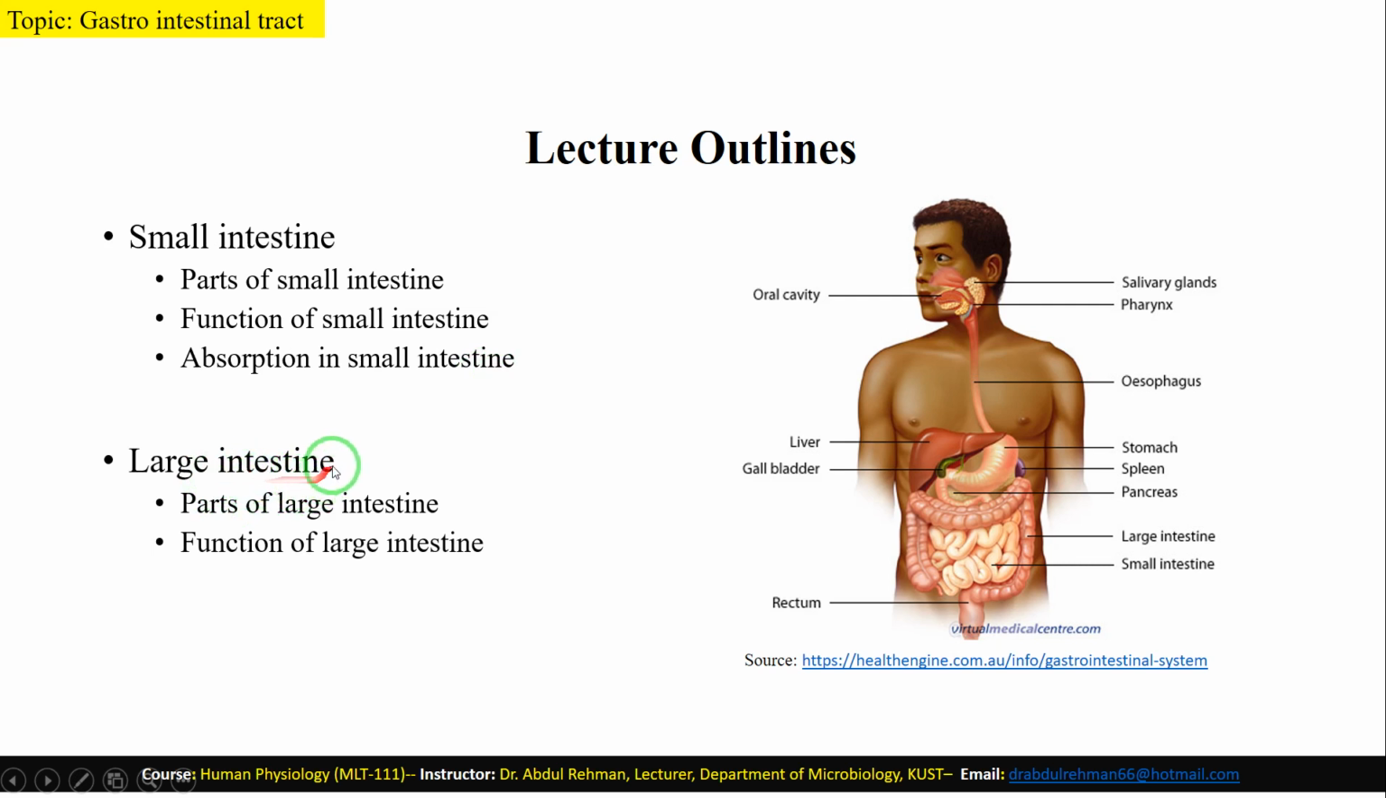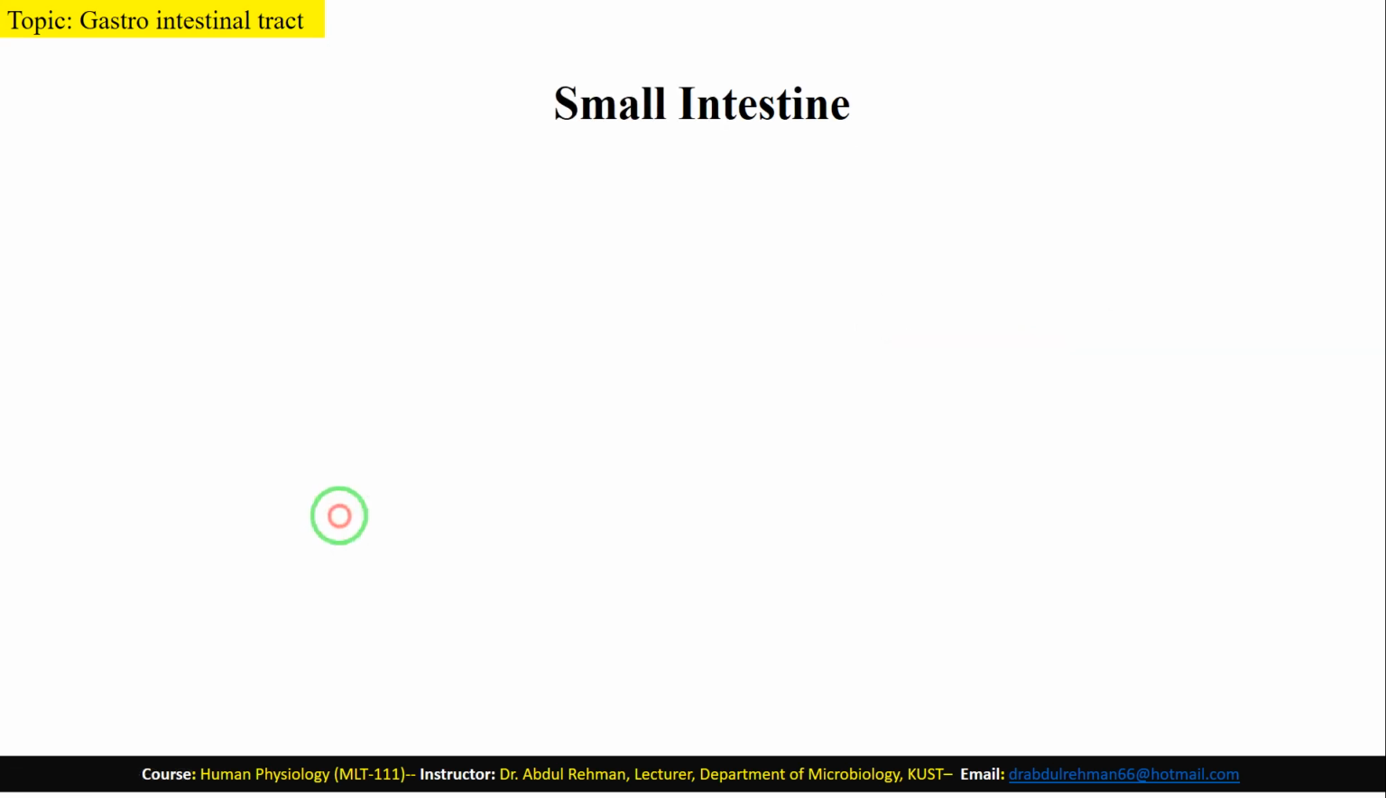The large intestine ensures the complete digestion of food, because sometimes undigested carbohydrates and fibers are released from the small intestine into the large intestine. Therefore, the bacteria present in the large intestine convert these undigested fibers into their products. The large intestine also facilitates absorption of water. Let's start today's lecture.